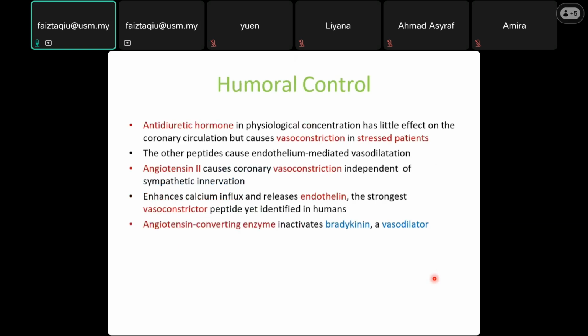So next we go to humoral control. Antidiuretic hormone in physiological concentrations has little effect on the coronary circulation, but it causes vasoconstriction in stress patients. The other peptides cause endothelium-mediated vasodilatation. But angiotensin 2 causes coronary vasoconstriction, independent of the sympathetic innervation, with enhanced calcium influx and release of endothelin, the strongest vasoconstrictor peptide yet identified in humans. The angiotensin converting enzyme inactivates bradykinin, which is a vasodilator.